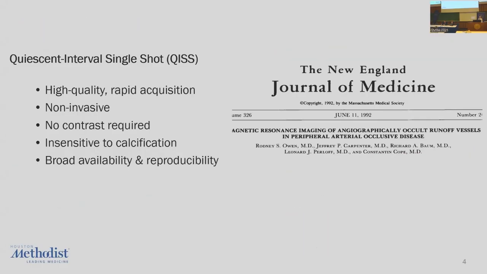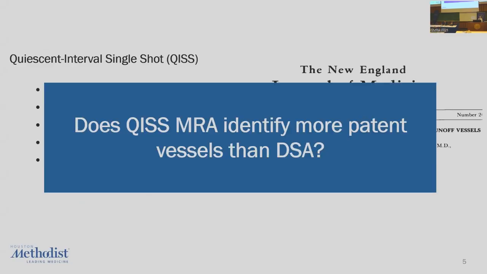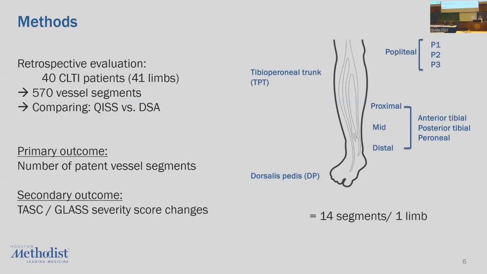Quiescent interval single-shot MRA is not a new technique, and it's widely available nowadays. It is mainly insensitive to slow flow, which allows us to visualize these small distal tibial vessels, which often remain invisible on other modalities. But the question remains: how well does KISS MRA perform compared with the gold standard? We retrospectively evaluated data from 41 limbs that were scanned with both modalities, totaling 570 vessel segments according to our 14 segments per limb evaluation system.